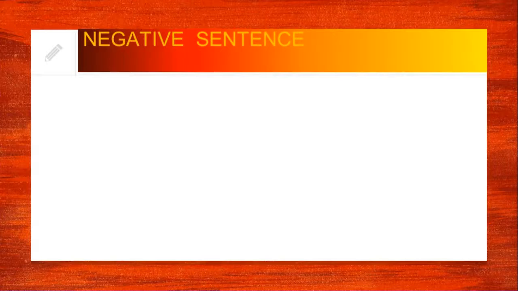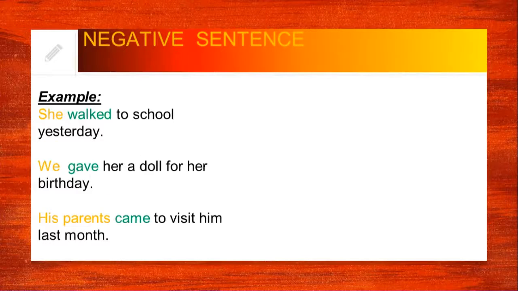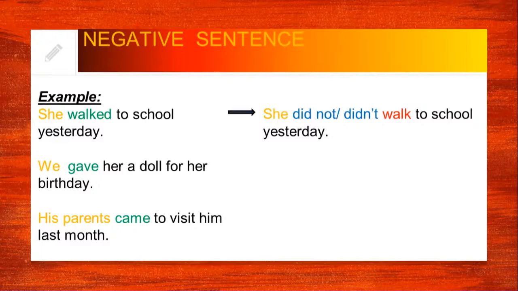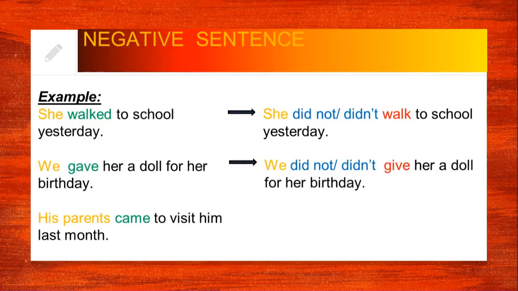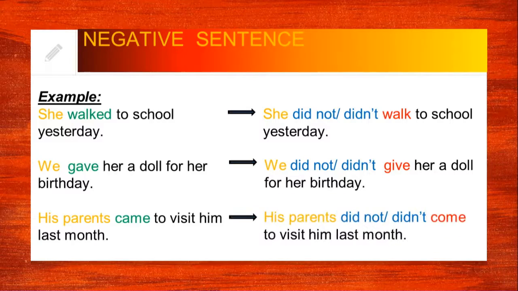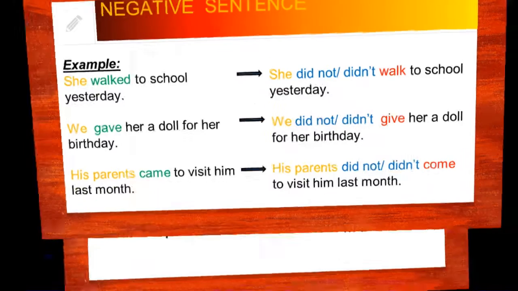For the negative sentence, we have some examples. She worked to school yesterday. She did not or she didn't work to school yesterday. We gave her a doll for her birthday. We did not or we didn't give her a doll for her birthday. His parents came to visit him last month. His parents did not or his parents didn't come to visit him last month.